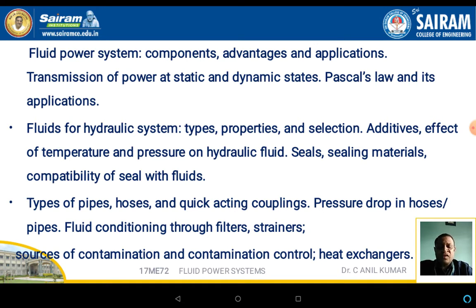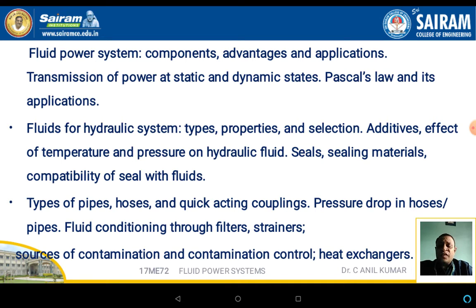The third part is the types of pipes, hoses and quick-acting couplings, pressure drops in the hoses and pipes, as well as fluid conditioning through filters, strainers, sources of contamination, and also contamination control at heat exchangers. This put together is the first module.